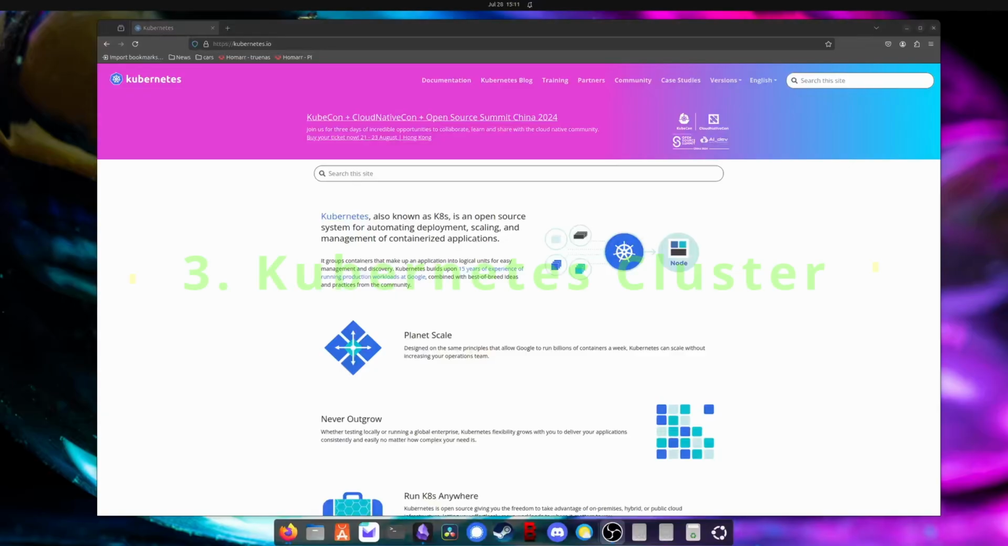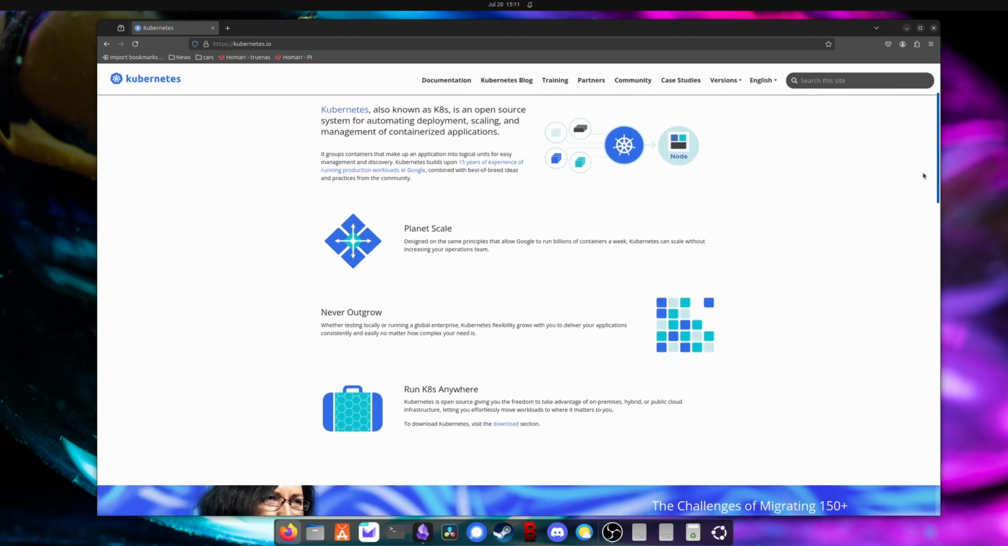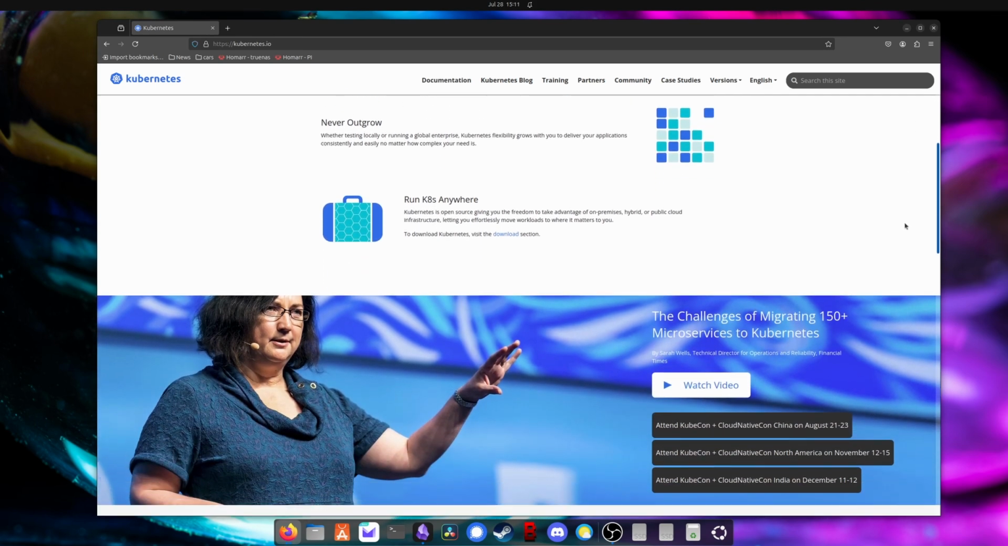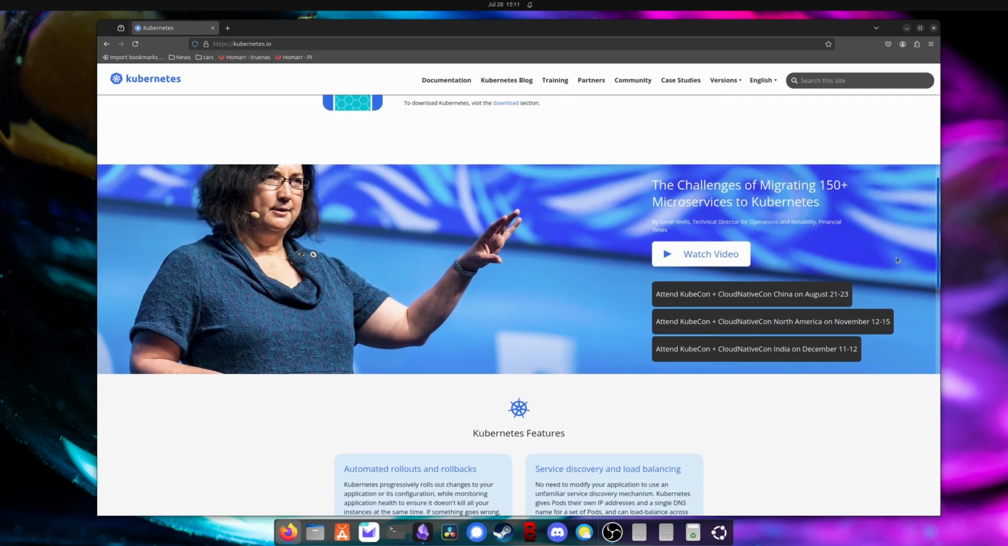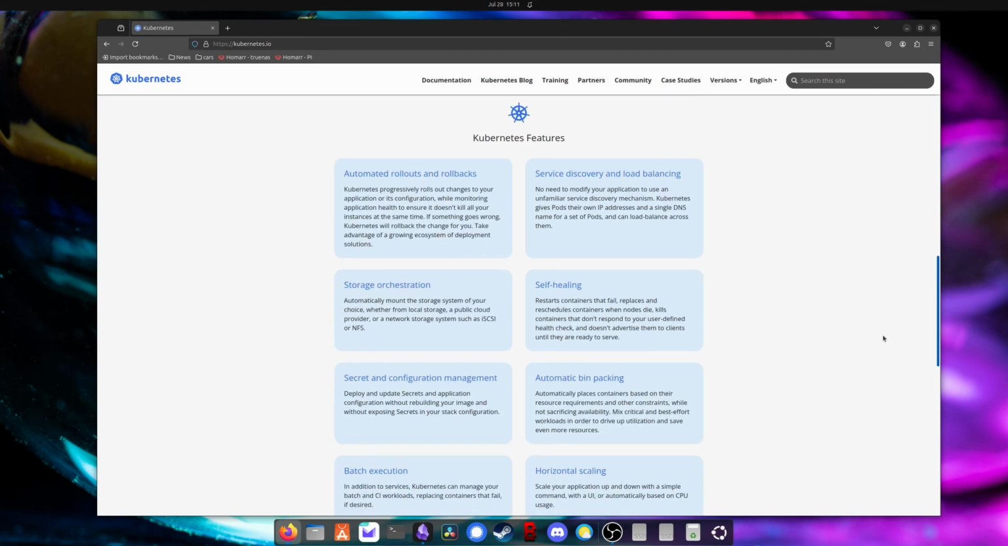All right, idea number three, run your own Kubernetes cluster. Kubernetes is an orchestration tool used to manage containerized applications. Setting up a Kubernetes cluster in your home lab can teach you a lot about containerization, networking, automation, etc. It may seem like a bit of an overkill for a home lab environment, but again, this is all about learning and playing with tools that are commonly used in the industry.